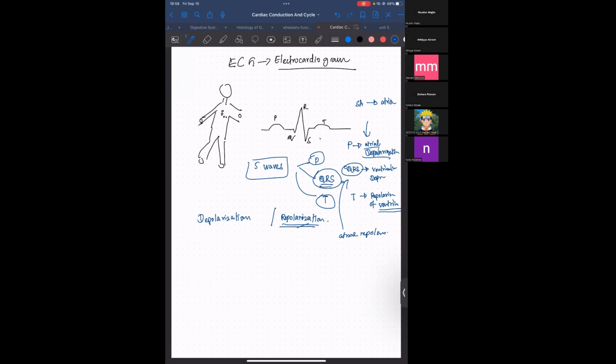All right, what does the ECG tell you all about? One thing, it will tell you all about the state of the myocardium, the heart.